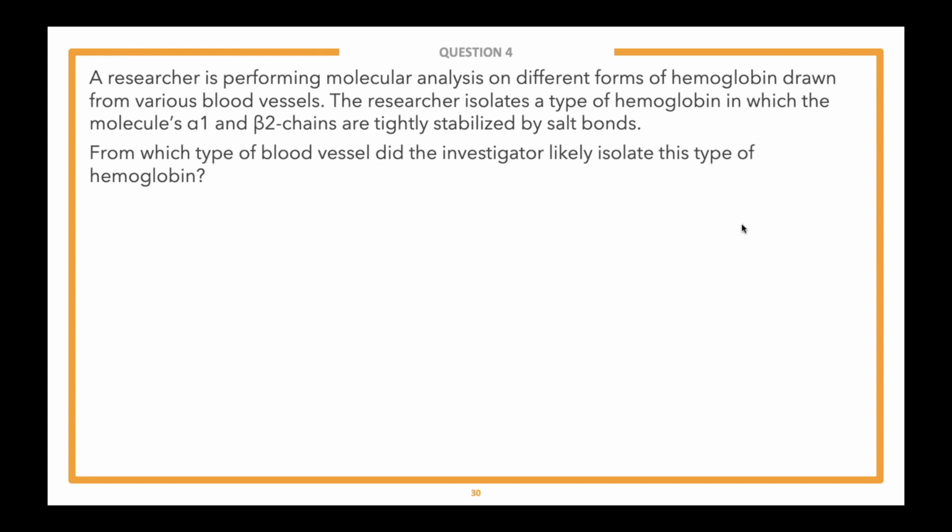A researcher is performing molecular analysis on different forms of hemoglobin drawn from various blood vessels. The researcher isolates a type of hemoglobin in which the alpha-1 and beta-2 chains are tightly stabilized by salt bonds. From which type of blood vessel did the investigator likely isolate this type of hemoglobin? Once again, start thinking about those relevant clues in the vignette and lead-in as I hand it off to Paras for our last question of the evening.